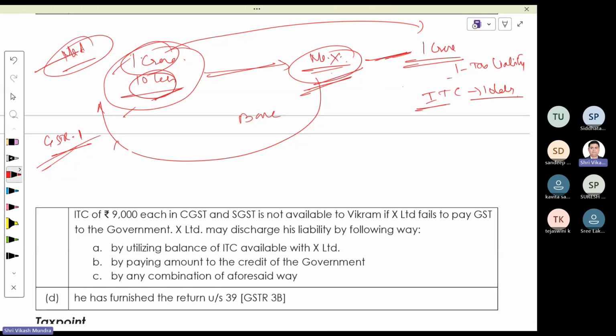Who will be the loser if ITC will not be given to Mr. X? Mr. X is the loser. So government is saying that keep eye on your supplier. You are not supposed to keep eye on your vendor only as your business interest. You are supposed to keep eye on your customer, whether your money is safe or not. Along with your customer, you are supposed to keep eye on your vendor also. If they did not pay money to us, we will not give you ITC of that money.